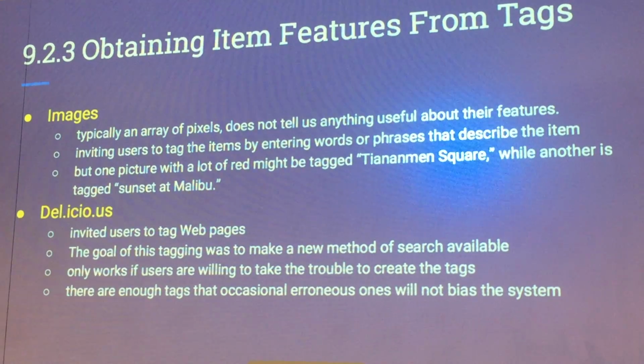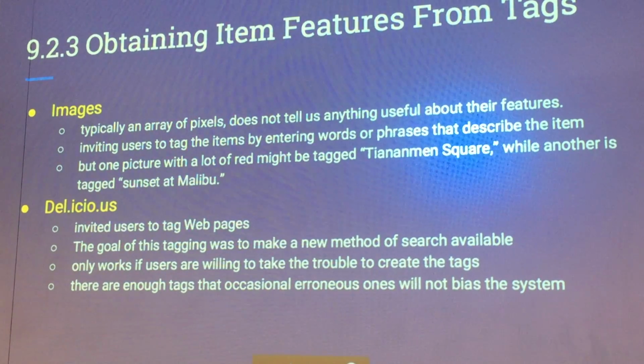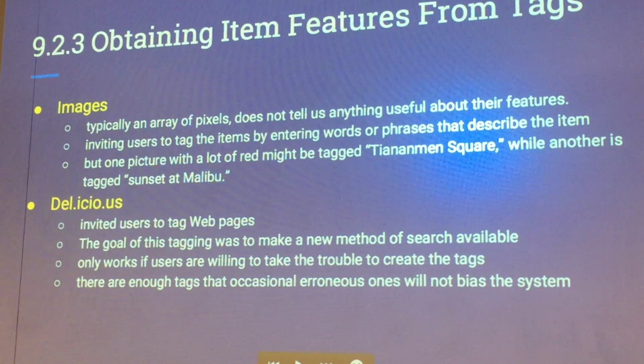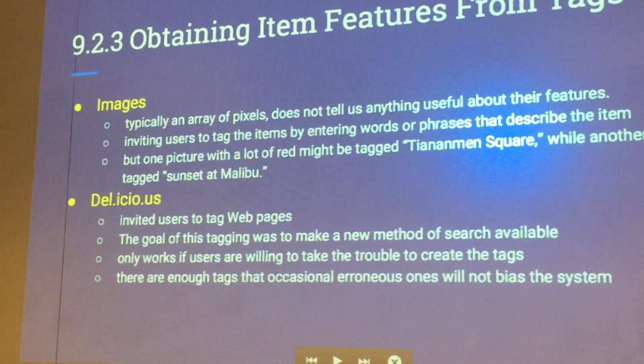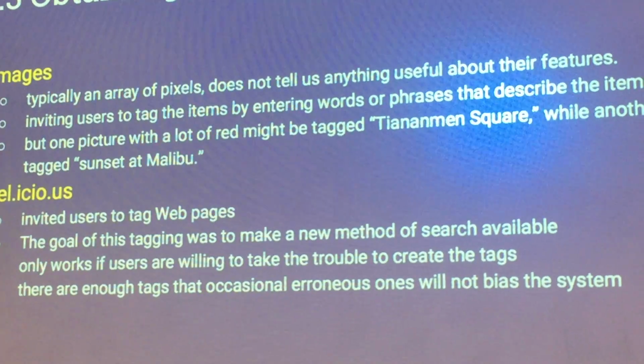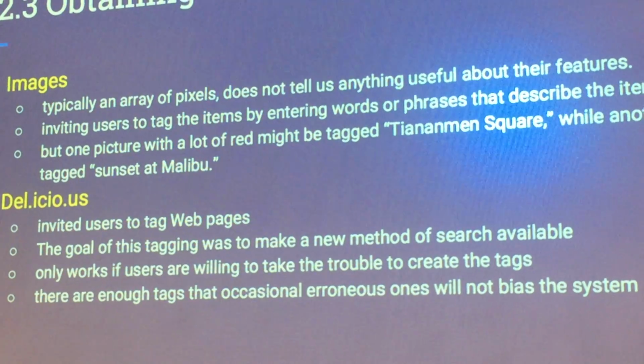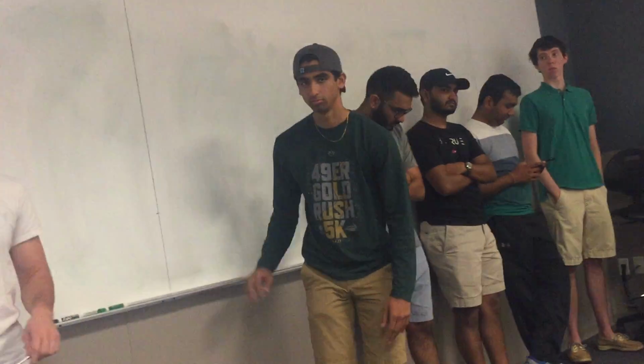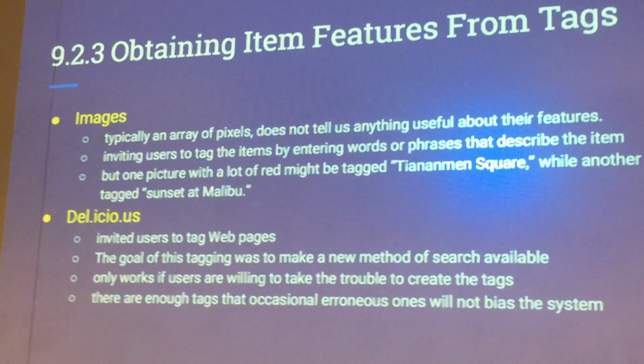One of the ways they tried to get around this was Delicious, a website. It was actually bought by Yahoo, but the point of the website was inviting users to tag web pages. The goal of the tagging was to make a new method of search available by entering tags, and then your results are websites that have those tags associated with them. The problem is it only works if users are actually willing to create those tags, and there also have to be enough tags so that tags that are not really valid don't mess up the system or bias it too much. So my question is, what's one downside of the tag system?